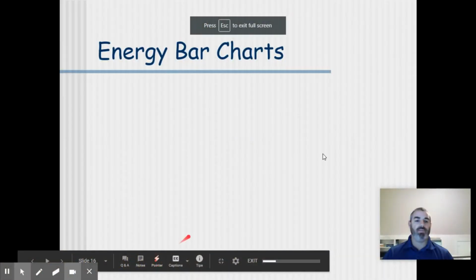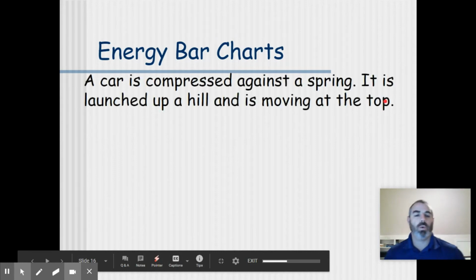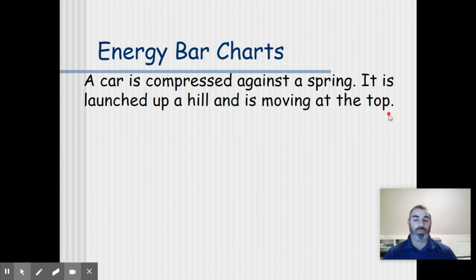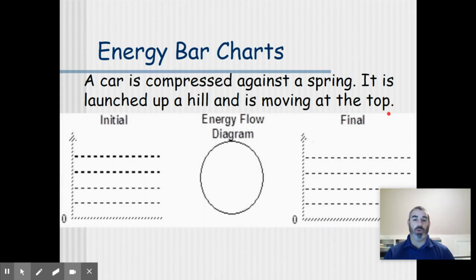Alright, so here we have a second situation where we have a car that is compressed against a spring and it is launched up a hill and is moving at the top of the hill. So we're going to start with our blank energy bar chart, and we're going to start by defining the system. Again, you define the system with anything that can have mechanical energy. Again, mechanical energies are the two potentials, stored spring energy and gravitational potential energy, and kinetic energy. So those are the three types of energy, two potential and kinetic.